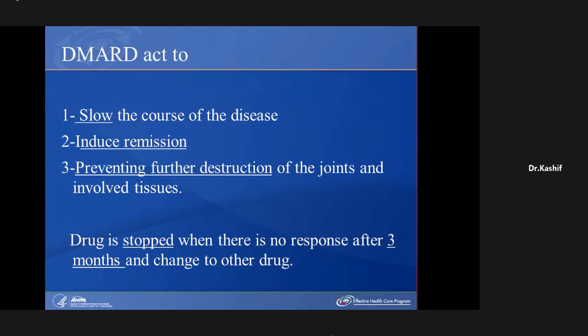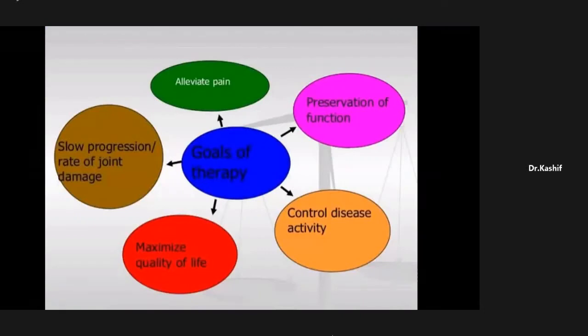Usually we give the therapy and we see if there is a response within 3 months. If there is no response within 3 months, then we change the regimen. So they are very slow acting. We have to monitor the patient and bring them in for follow-up. This is the goal of therapy. The main goal of therapy is to alleviate pain, slow the progression of the disease, prevent loss of function, control disease activity, and maximize quality of life. So the role is mainly not to cure, but to relieve the symptoms.